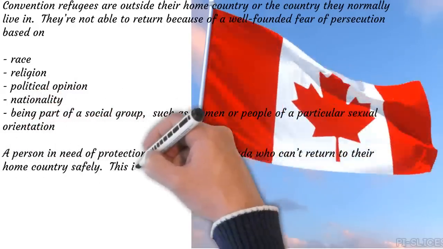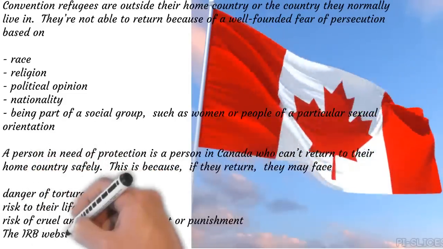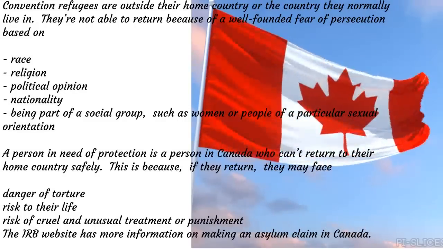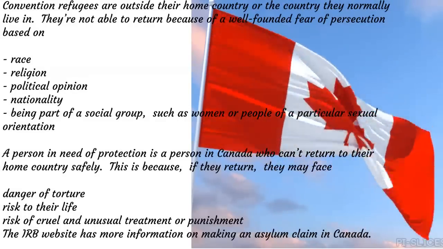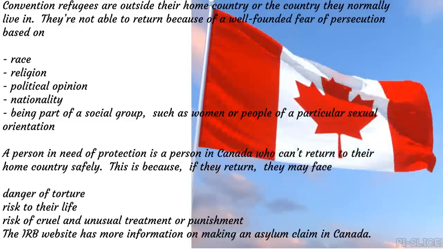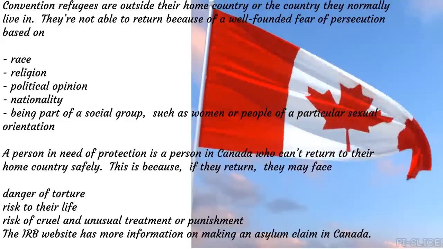A person in need of protection is a person in Canada who can't return to their home country safely. This is because, if they return, they may face difficult circumstances including but not limited to danger of torture, risk to their life, risk of cruel and unusual treatment or punishment. The IRB website has more information on making an asylum claim in Canada.